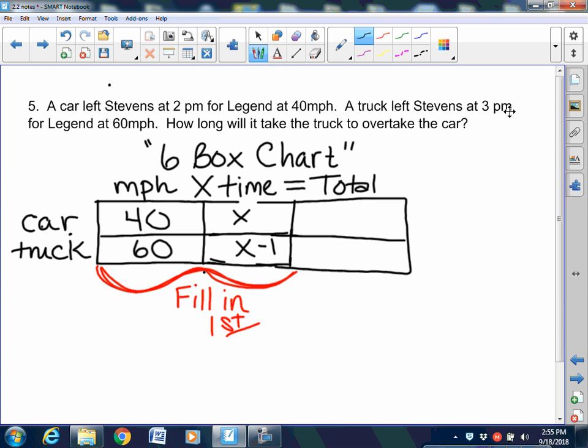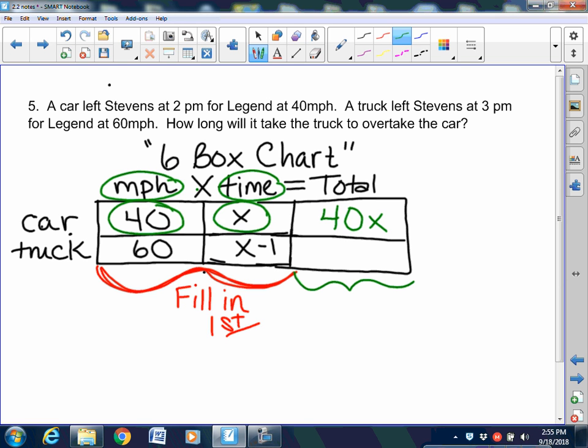So how do you get these other 2 boxes? Some of you remember this from last year, right? You take this times this equals that. So you just take this times this, and you fill it in over here. You're going to have 40 times x. That's how you fill in that box.